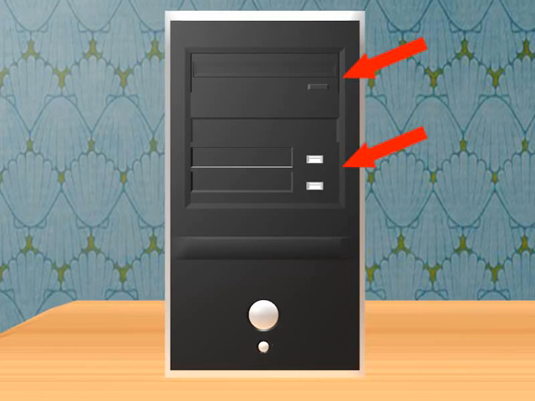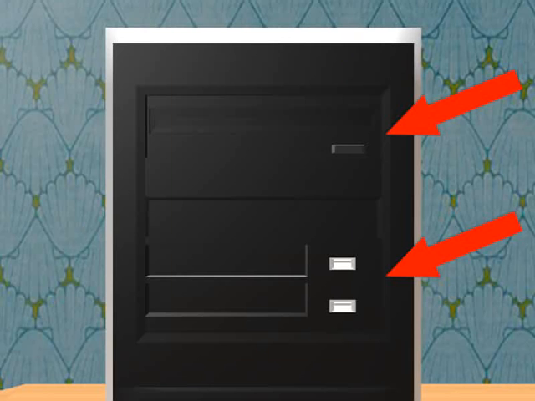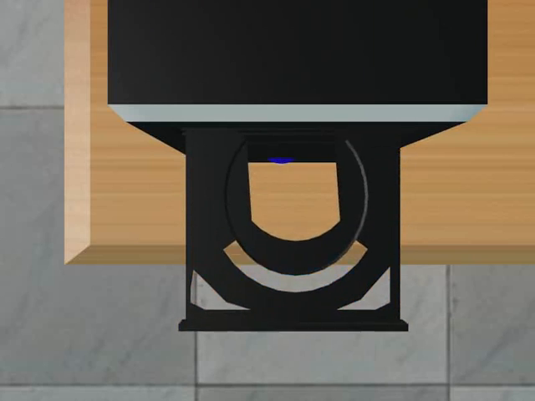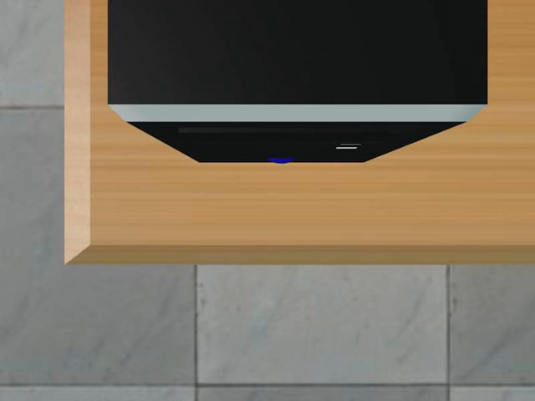Also on the front side, you will notice 2 or more USB ports and a DVD CD-ROM reader-writer. The USB ports are used to connect pen drives to the computer, and the DVD CD-ROM reader-writer is used to read or write a CD or DVD.